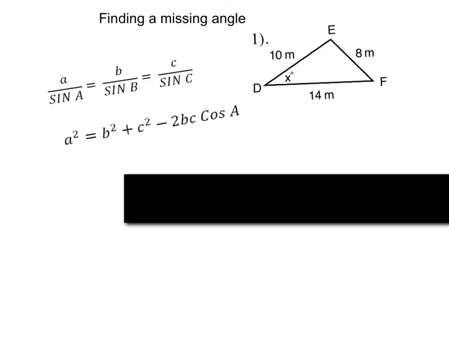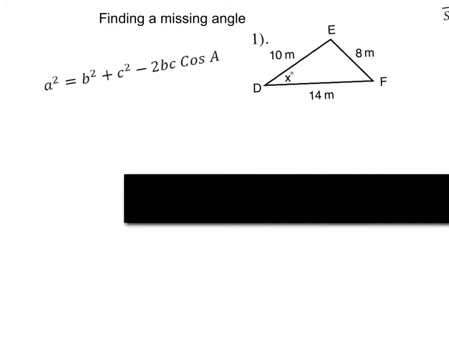So far we've been looking at trying to find the missing side. Now we're going to try and find a missing angle. Am I going to use the sine rule or the cosine rule? If we look at this triangle, we do not have a corresponding angle inside that we know the values of. Therefore, we need to use the cosine rule.